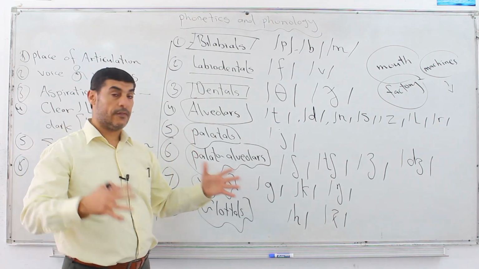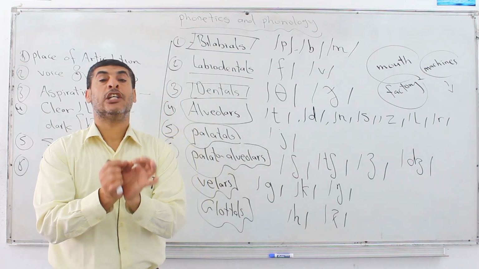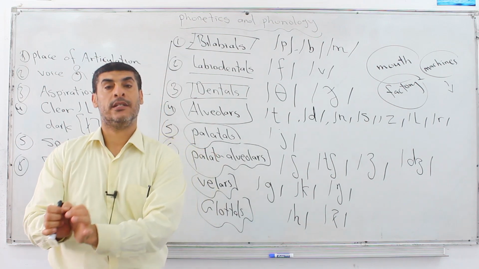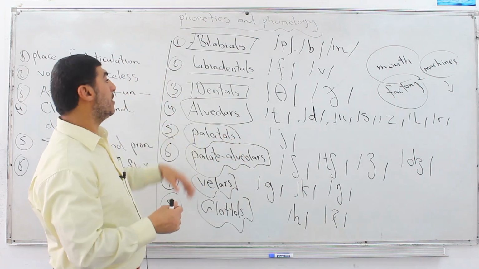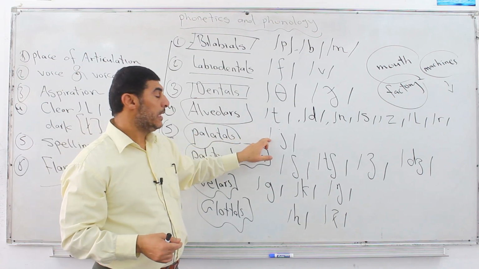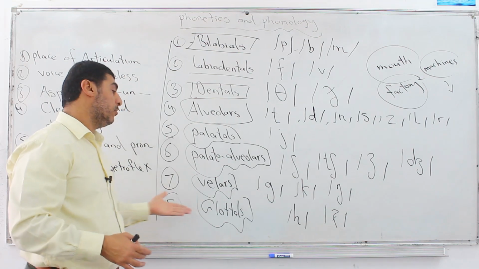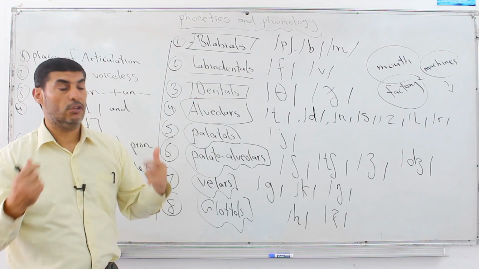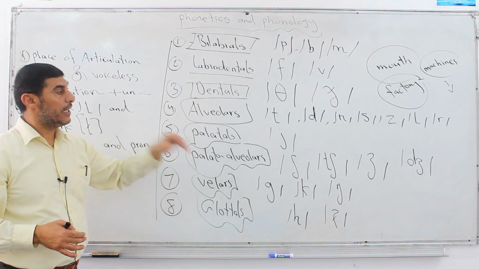And then we have velars, okay, the back of the tongue and the soft palate. The back of the tongue, this is the active articulator, and the velum is the passive articulator. In this case, palatal, okay, the hard palate is a passive articulator. Okay, glottal, okay, the glottis, okay. This is all about a place of articulation.